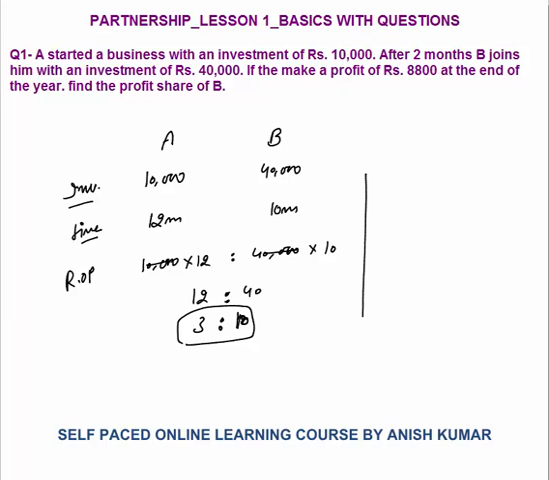Now share of B would be how much? B share would be 10 by 13 into 8800. That you can calculate, the fraction will come, and that will be your final answer. So B share would be 10 by 13 into total profit, that is 8800.